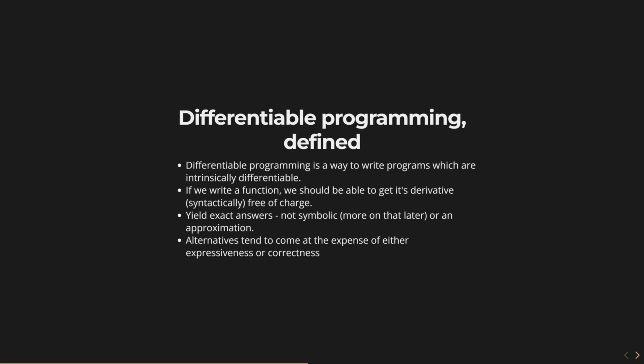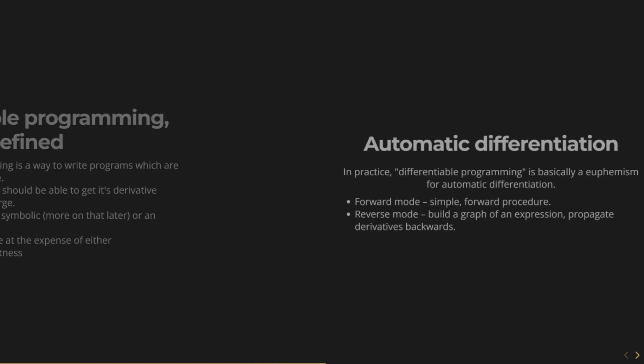The key thing here as well is that the answers will be exact. There will be no approximations. So we won't be doing any kind of finite differences, which is what we saw earlier. We also won't be generating code from some kind of symbolic specification, which we'll see at the end.